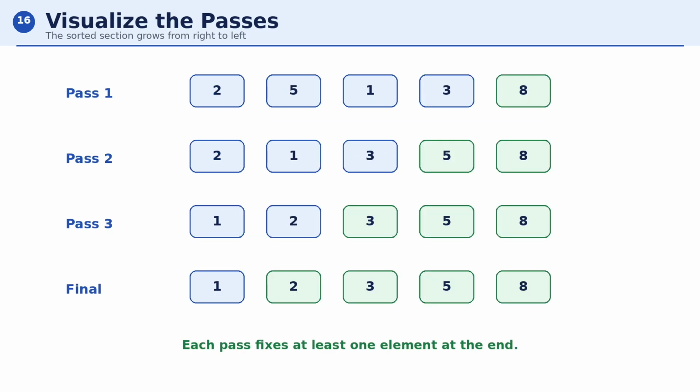This visual makes the idea much easier to remember. After pass 1, we have 2, 5, 1, 3, 8. The 8 is fixed. After pass 2, we have 2, 1, 3, 5, 8. Now both 5 and 8 are fixed. After pass 3, we have 1, 2, 3, 5, 8. Now the array is sorted. So we can think of bubble sort as gradually creating a sorted section on the right side. After every pass, that sorted section becomes larger.